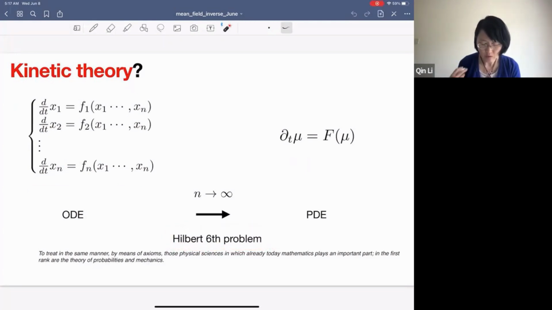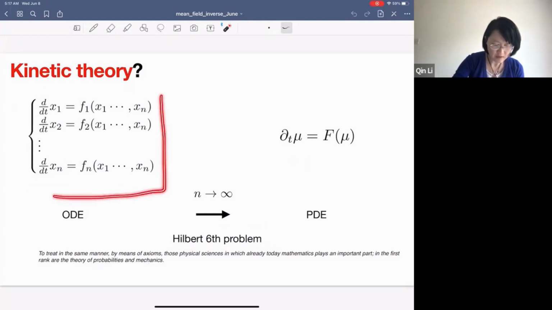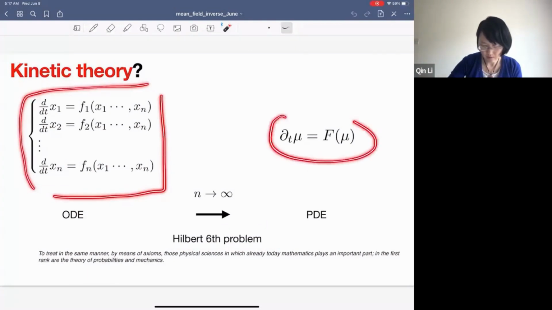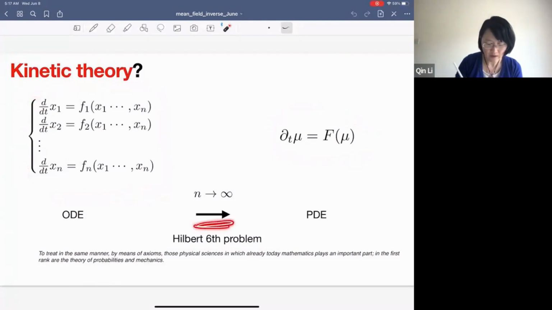That is to link, or find the mathematical equivalence between, the description on the left and the description on the right. In some sense, we are trying to find out, as the number of particles goes to infinity, how does this description converge to the description on the right? Or how do you equate a list of ODEs with one PDE? The core, or the aim, of kinetic theory is to answer this Hilbert 6th problem.